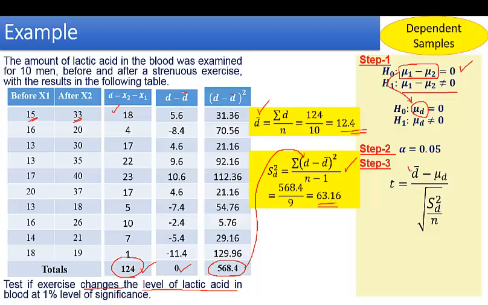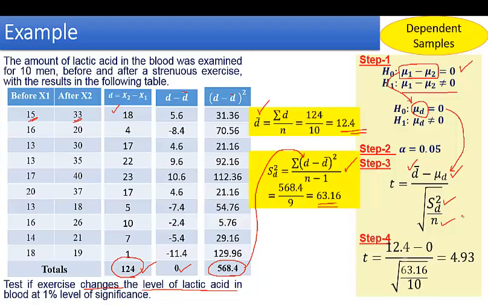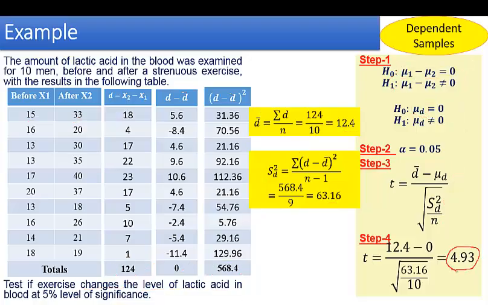This is 12.4. The variance of the differences was 63.16, n is 10, and this mu d we will take from here, it is 0 in this case. So putting all these values in the formula, we get the calculated value of t, that is 4.93. So this calculated value 4.93 will determine whether we are going to reject the null hypothesis or we are going to retain this null hypothesis. So let us just go and see the table.